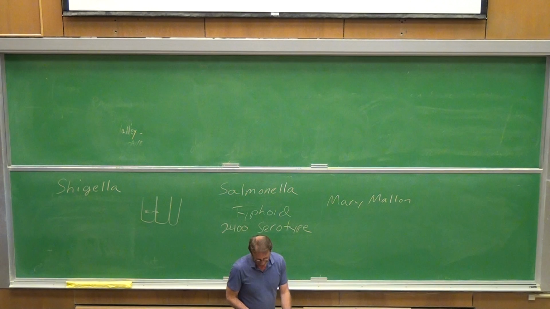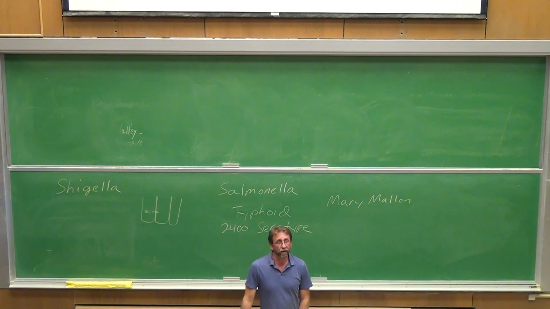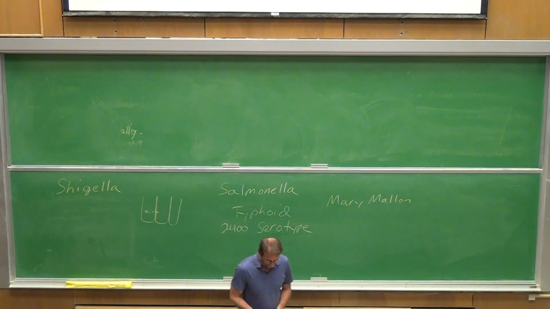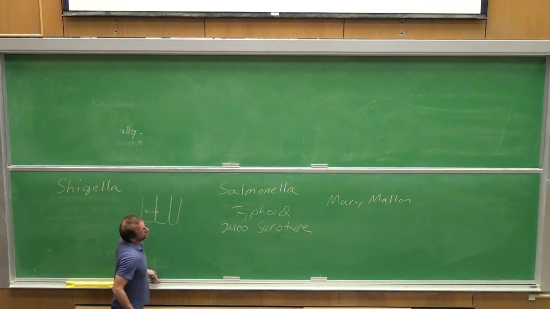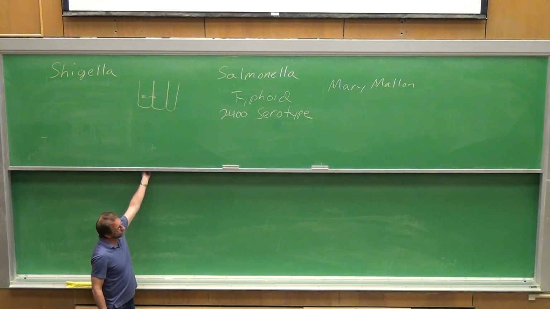So then is typhoid one of the serotypes of Salmonella? I'm sure it's one of them, yeah. It's one of the 2,400. Yes, absolutely. Okay, so we'll leave it at those bacterial infections of the lower digestive tract.